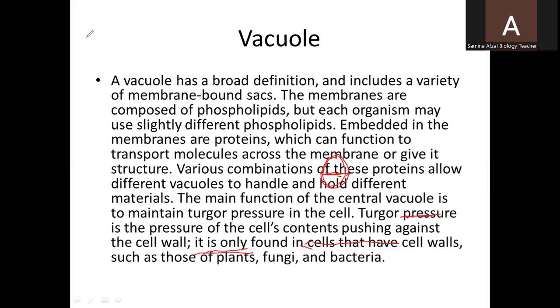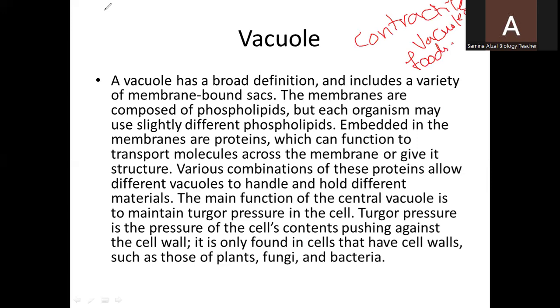Now the next subtopic is vacuole. A vacuole has a broad definition. Vacuoles are present in both animals and plants. But the difference between animals and plants is that in animals, there are many small vacuoles present which have different names. Some of them are called contractile vacuoles, and some of them are called food vacuoles, etc., according to their function.